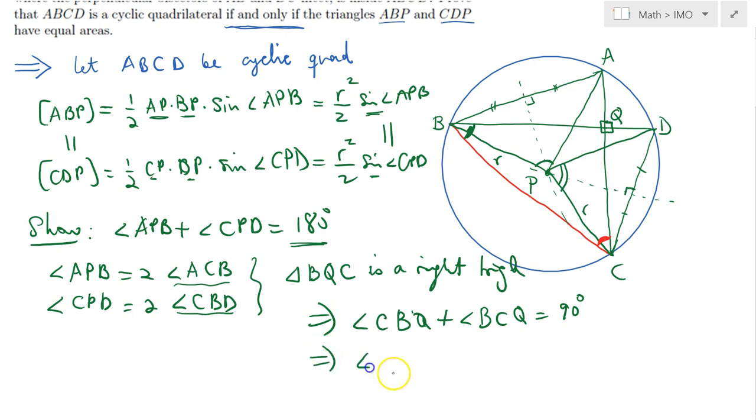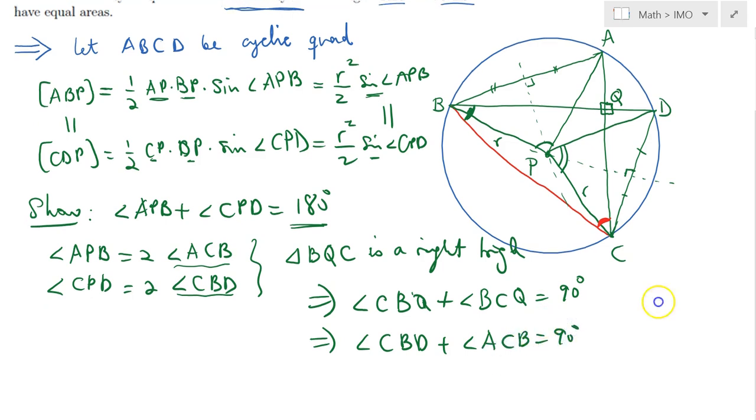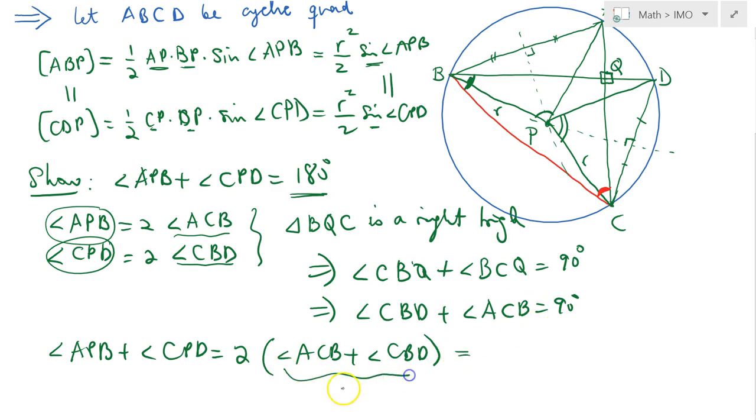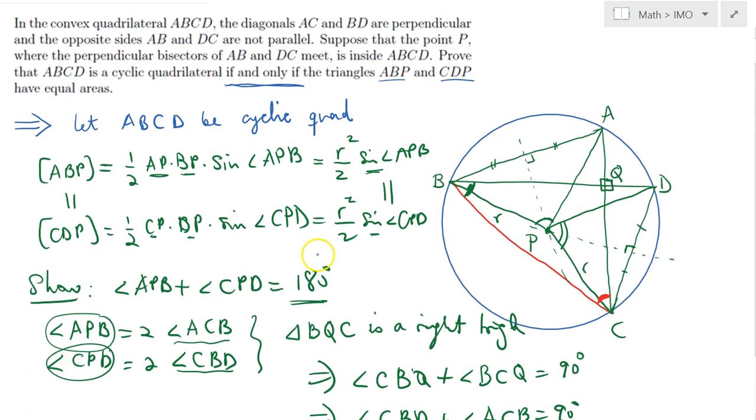But then this is the same thing as saying angle CBD plus angle ACB is equal to 90 degrees. But if those two angles are 90 degrees, the sum of angle APB plus angle CPD is just 2 times angle ACB plus angle CBD. But these two angles add up to 90 degrees, so therefore, we simply showed what we needed.